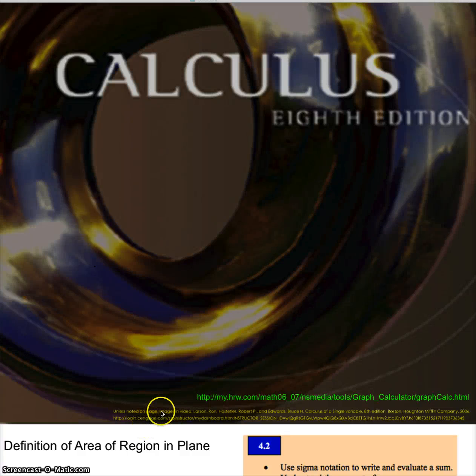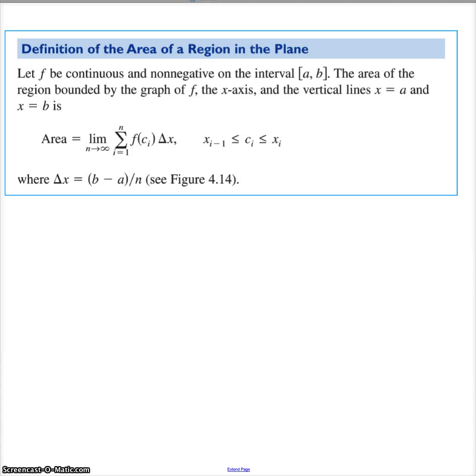Okay, now we're going to find areas of regions in a plane using the definition. I'm going to write down the definition. You know you're going to need it. Let f be continuous and non-negative on an interval a to b. So it does something like this, from a to b.